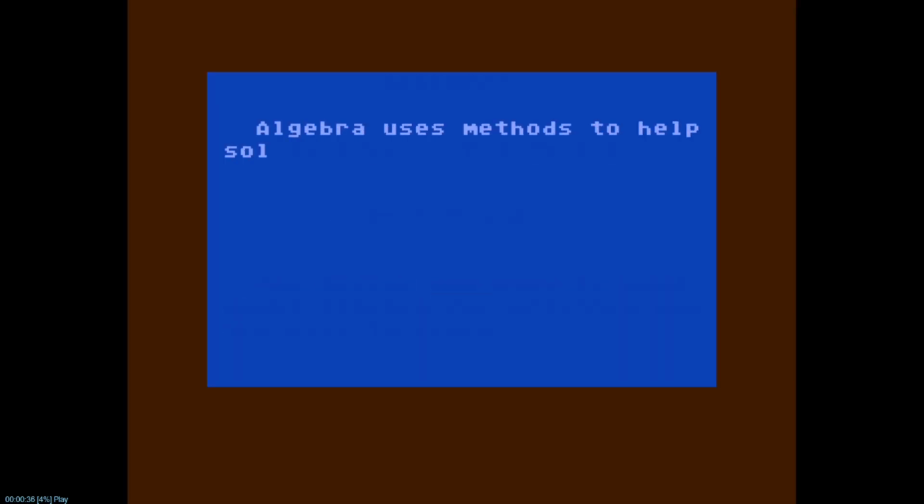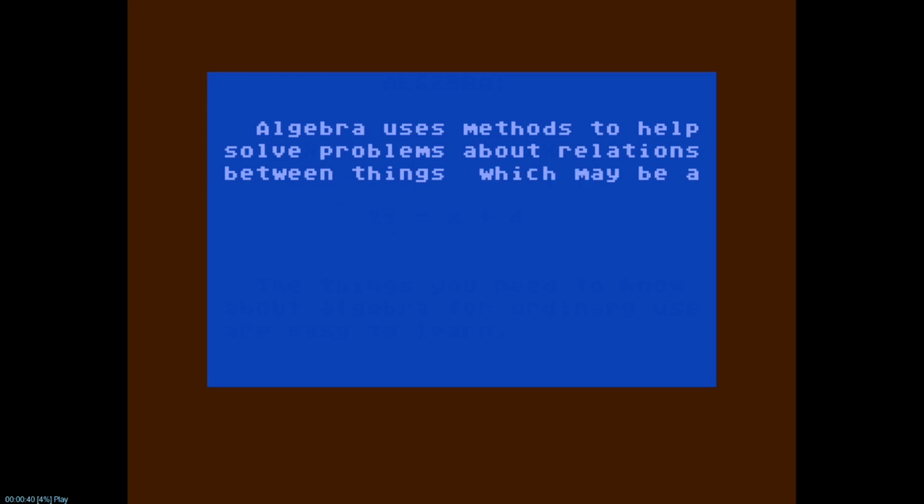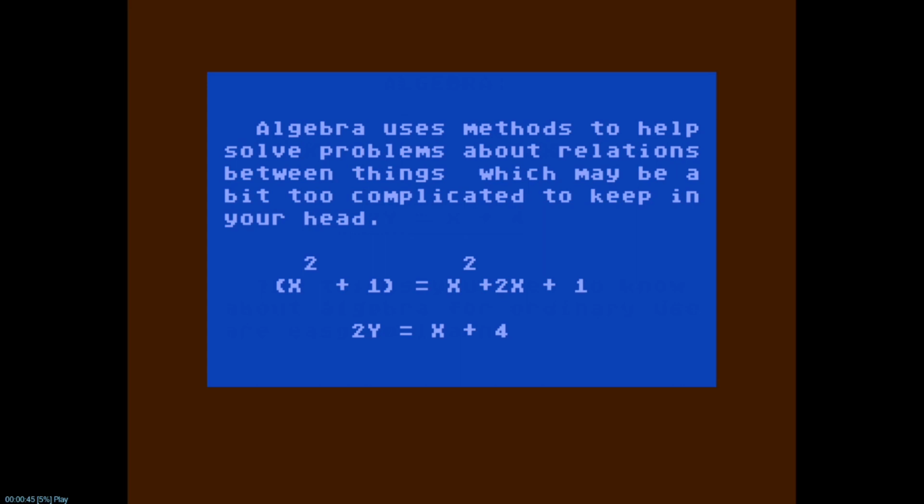Algebra uses a group of methods to help you solve problems about the relations between things, which may be a bit too complicated just to keep in your head. You can write these relations down and arrange them so that you can solve the problem, or at least you can show the relationships in the simplest possible form.